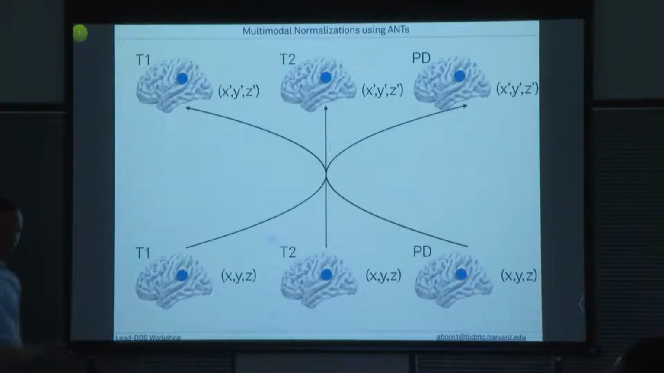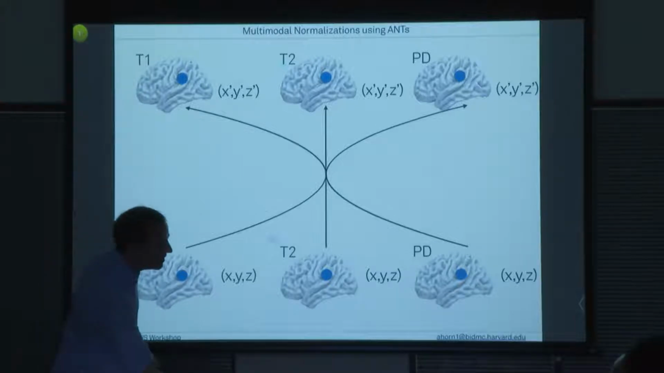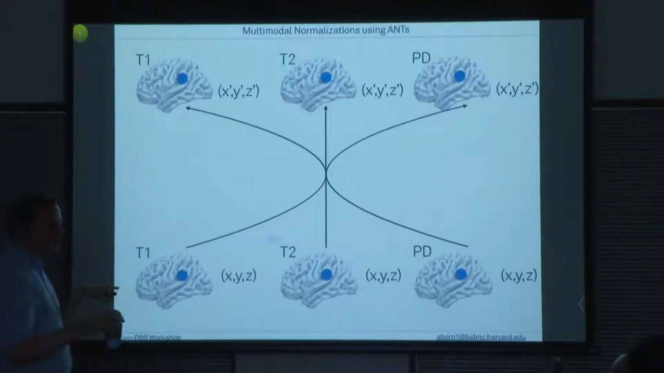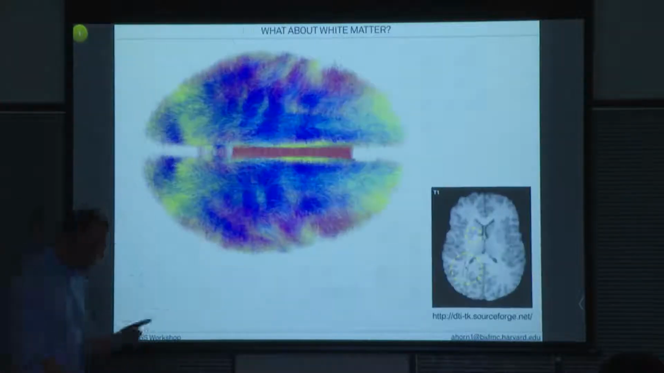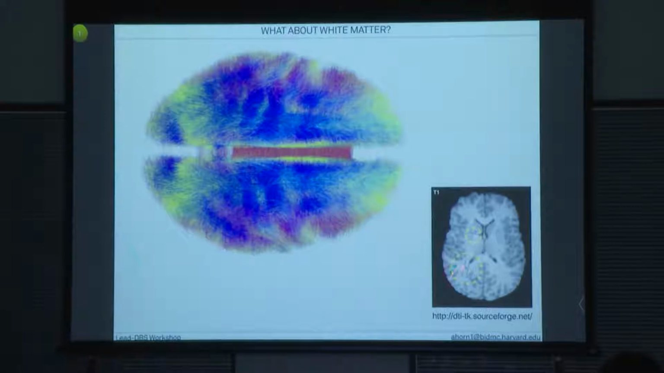And what about phase? You mean phase, like SWI? Yes, so I'll get to that. First, before that, we thought about what about white matter, right?